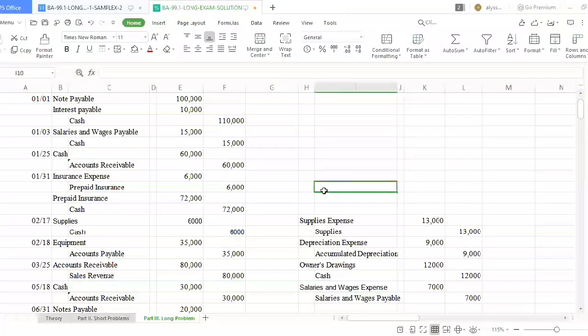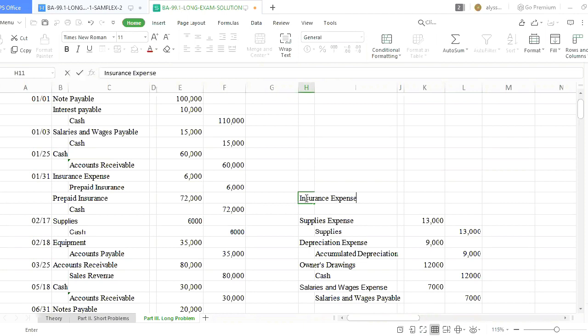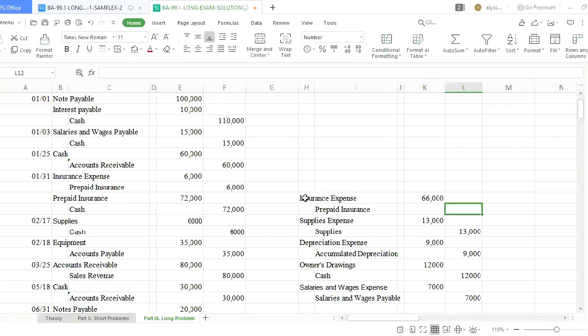Another additional adjusting entry is the insurance, recognizing insurance expense. From our prepaid insurance of 72,000 on January 31, we incur 11 months worth of insurance expense. So debit insurance expense and then credit prepaid insurance for the 11 months. That's 72,000 divided by 12 months, so we expense the 11. So that's 66,000.